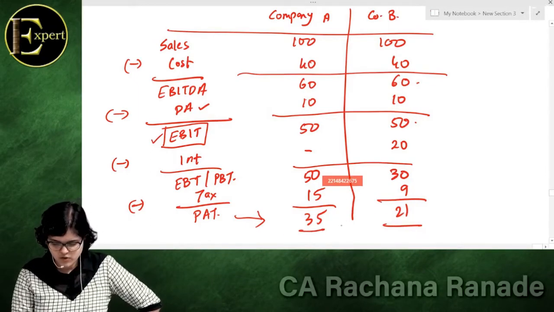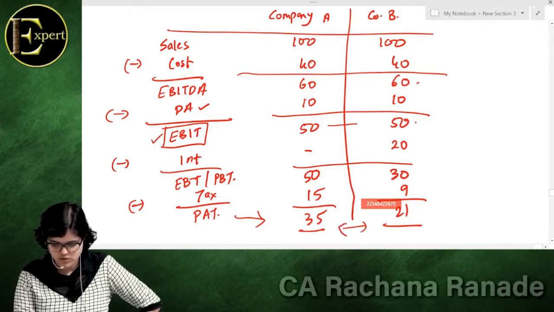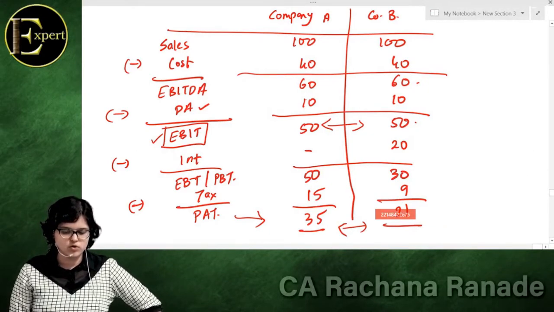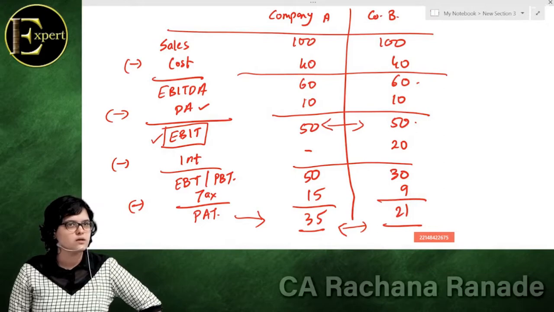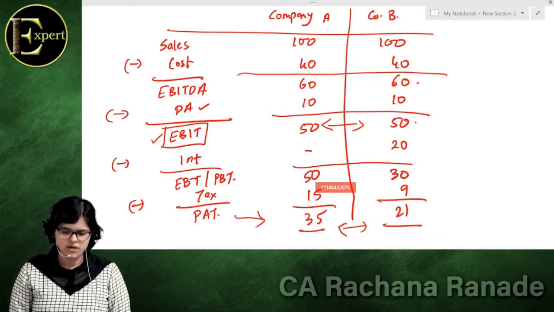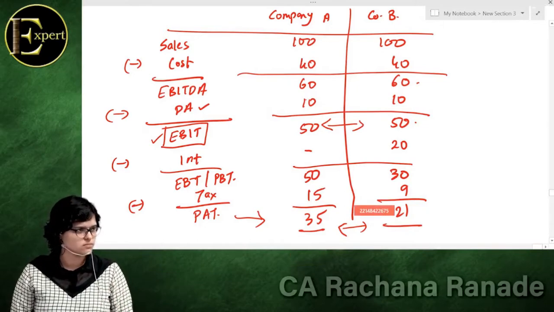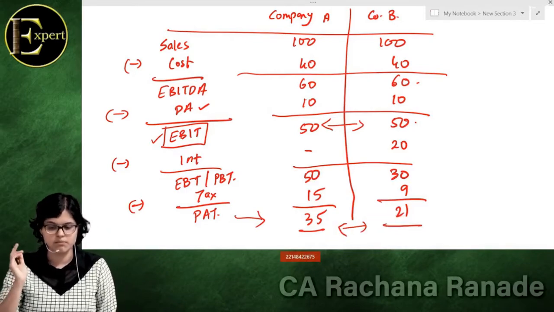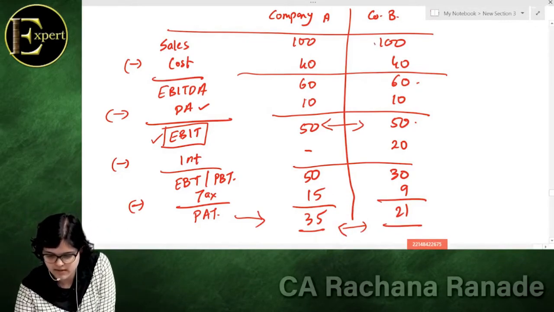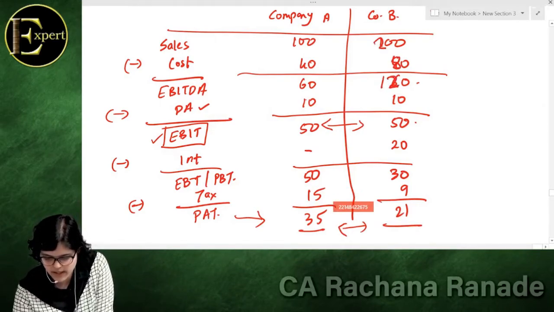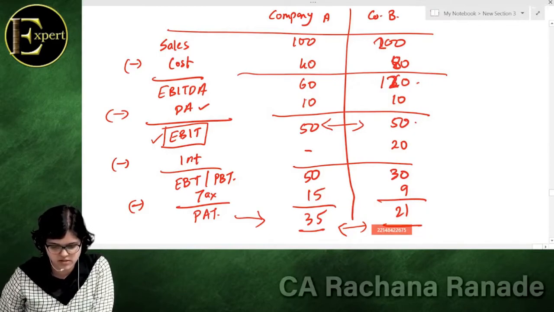But do you really think we should compare these two profits? Should you compare PAT or should you compare EBIT? PAT will give you a final picture, agreed. But assume that within 2 to 3 years, I'll give you one more example. Let me just double the figures for B. Let us say this is 200, this will be 80, this will be 120. Everyone agrees? Depreciation amortization is 10 only.